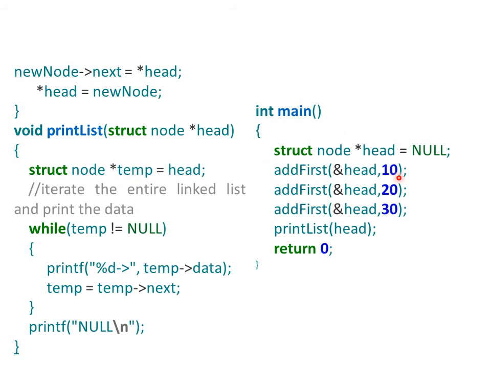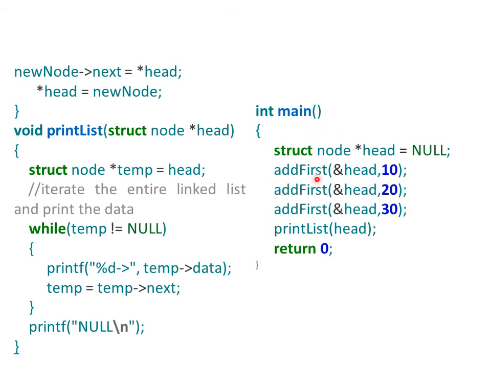If I move the head, I cannot come back. For that reason, I have taken temp and assigned it as head, and I am incrementing the temp. You can see here, when temp is not equal to null, I am printing temp's data. Next, temp equals temp's next. I am moving to the next one. Then I am printing the null value.